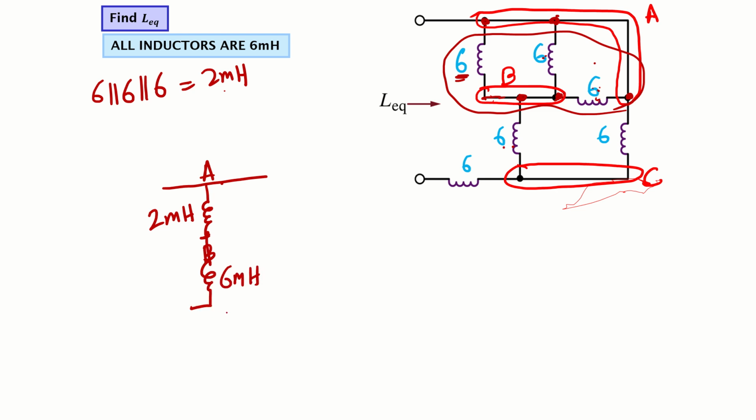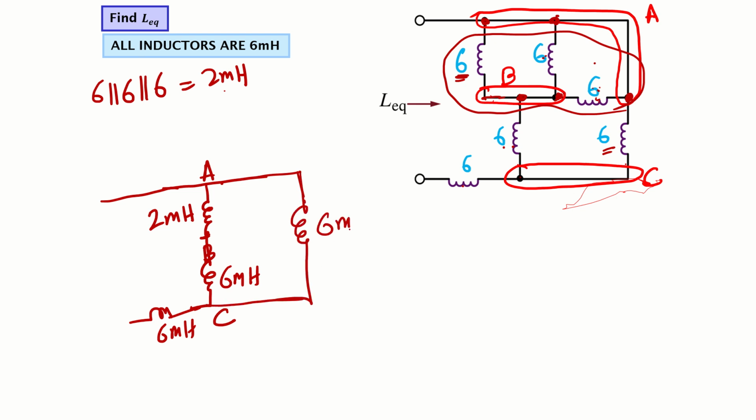This one is connected between node B and C, and we have another one here. This is 6 millihenry coming from here. Then we have this one. This is connected between node A and C. So basically, this is node A and this is node C. This way we can redraw this circuit. The rest becomes very easy, right?